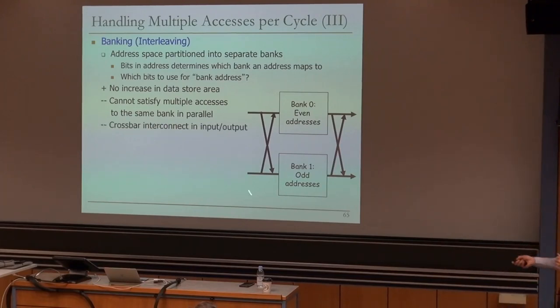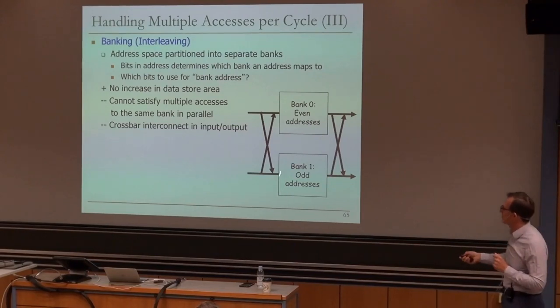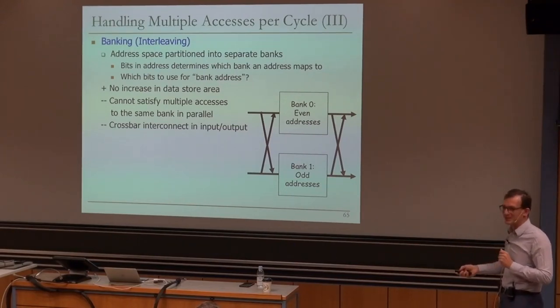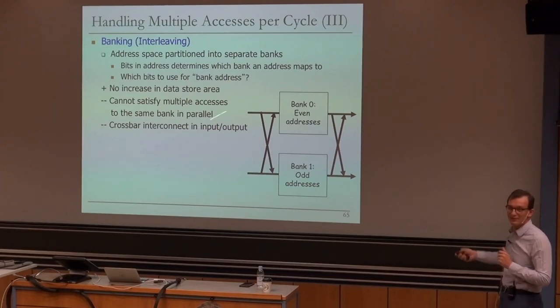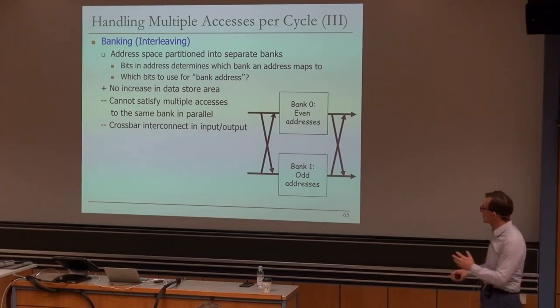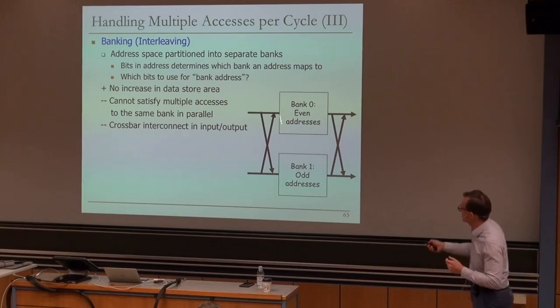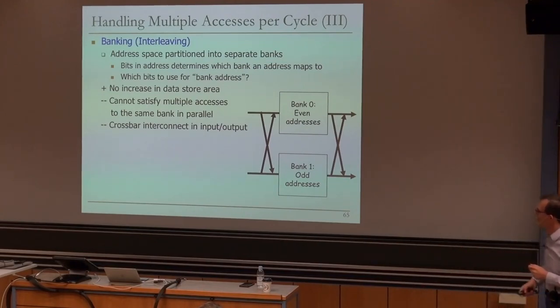There's also another issue over here, which is that you need some sort of crossbar interconnect at the input and output, right? You need routing logic that looks at the address and sends it to the right place. So there's complexity added to the front end and the control logic. The load coming from the pipeline over here may need to go over here because it accesses something odd, and the load coming from the pipeline over here may need to go over here, right? So you need to do that routing.